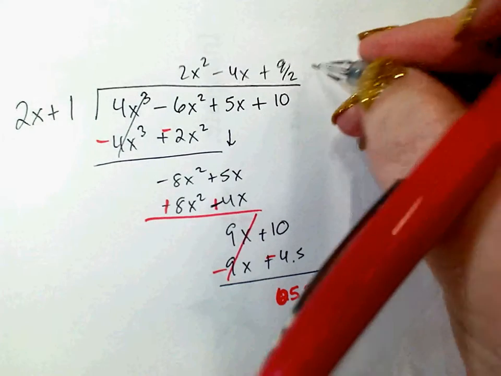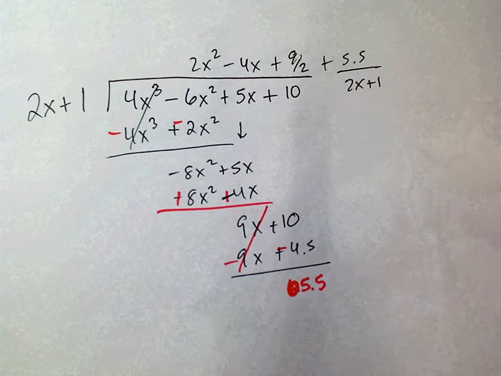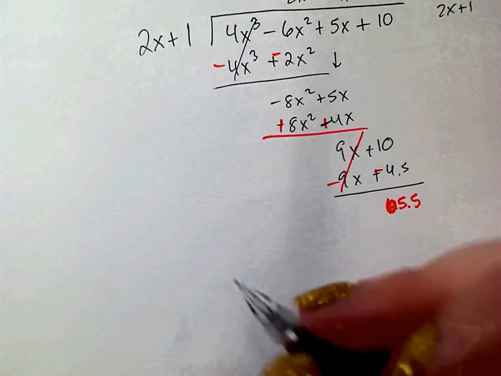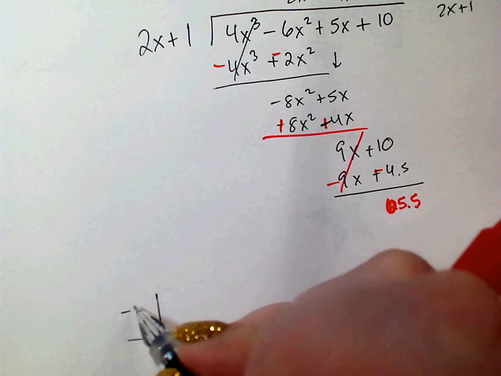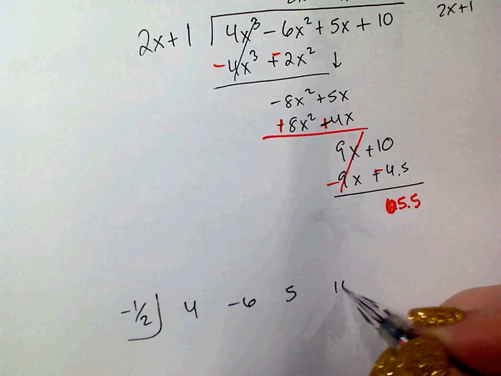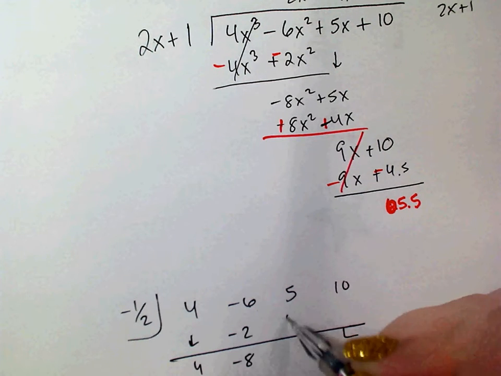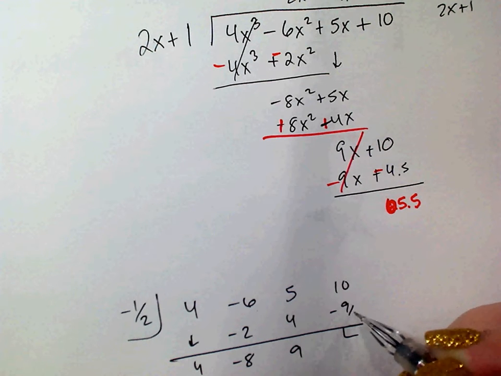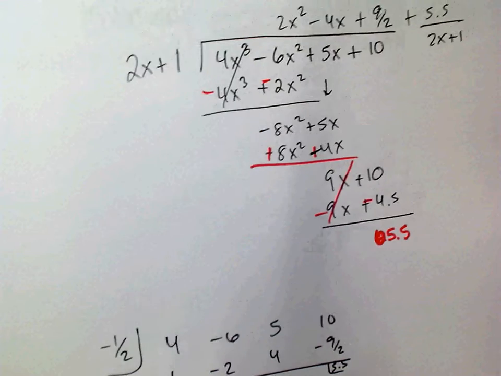If we had done long division or synthetic division with what? 4, negative 6, 5, 10. Ah, wait, why do I have an 8? Why do I have a 4?